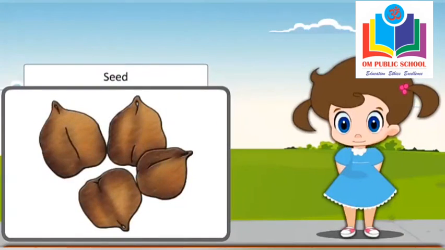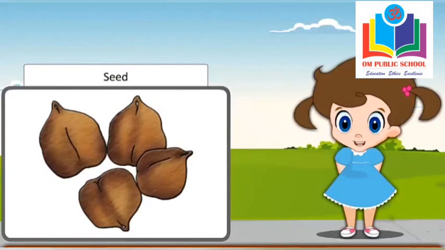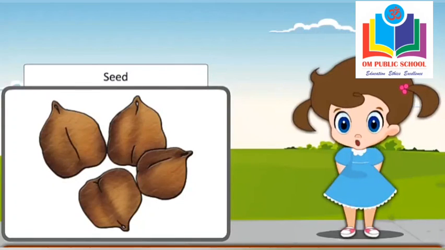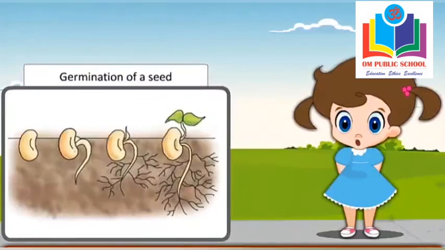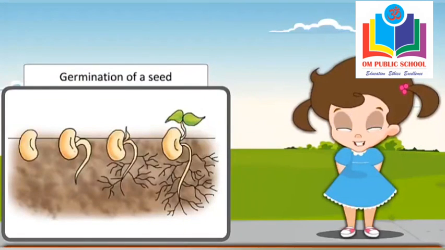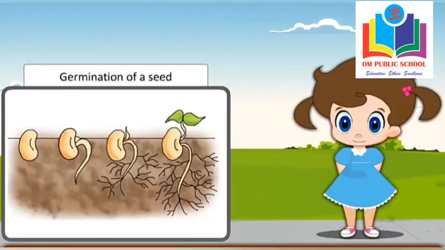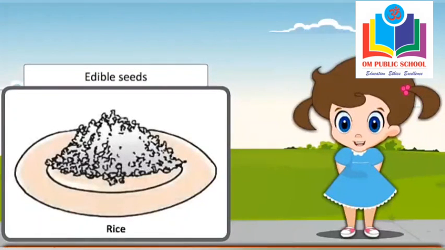Seed. Now what is a seed? Seeds are contained mostly in the fruit. Different plants differ in their size, shape and color, so seeds are also of different sizes and shapes. Functions of the seed. The major function of a seed is to give rise to a new plant. And I will tell you one more important thing. The process by which a seed grows into a new plant is called germination. You can see in the picture also the germination of a seed. And we eat seeds of plants like wheat, rice and gram, and such seeds are called edible seeds.